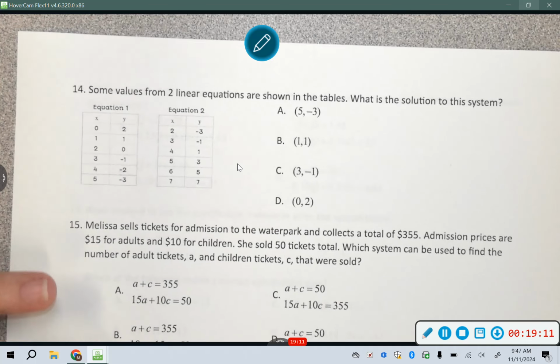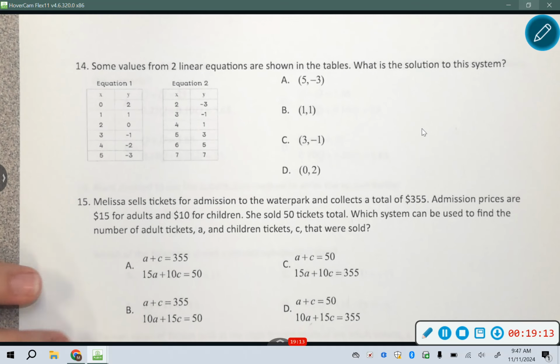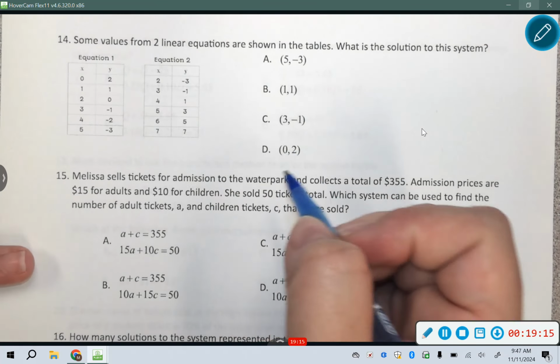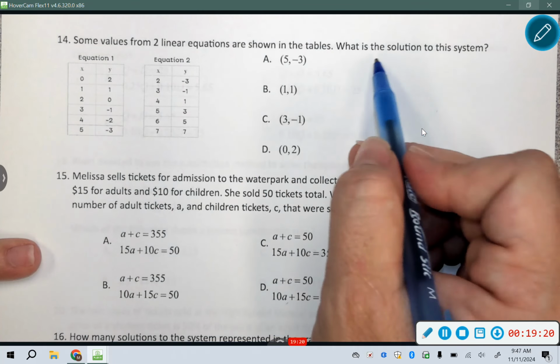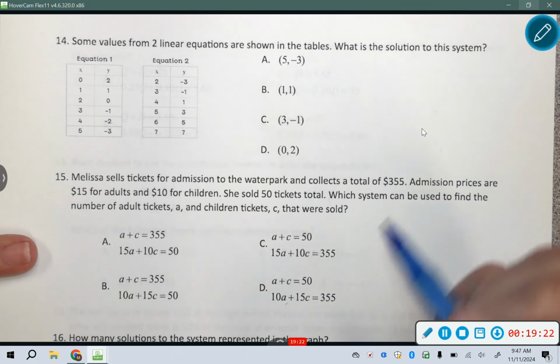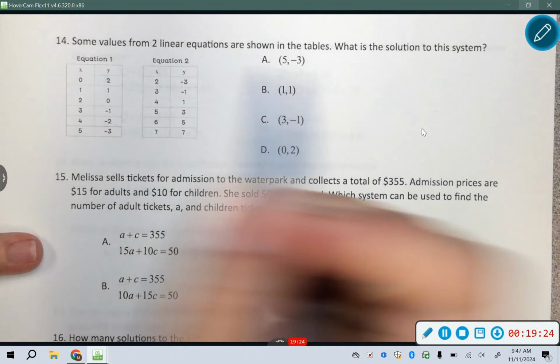Okay, look at number 14. 14 is when we have tables and we are looking for their solution. Some values for two linear equations are shown in the tables. What is the solution to the system? Remember, it's when their x and their y match. So we have to look at these points.